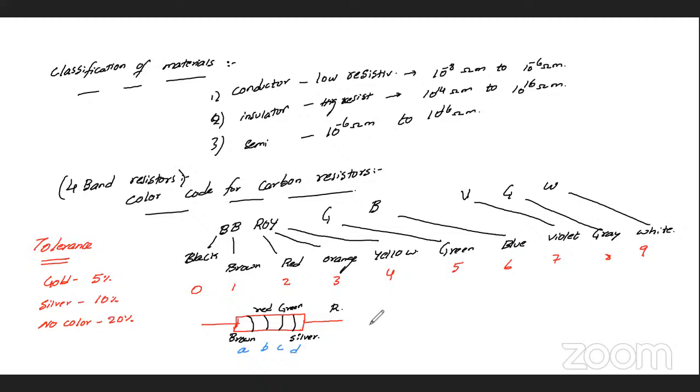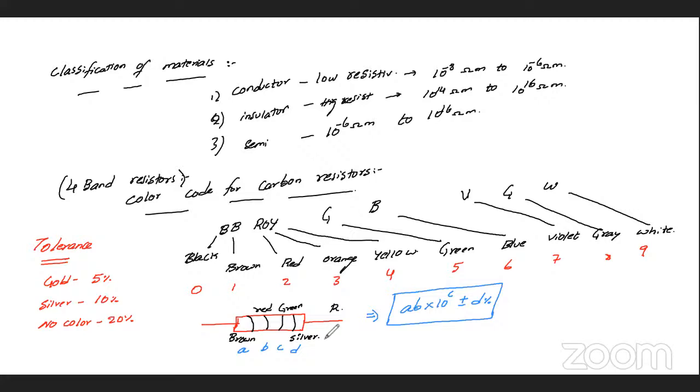To convert these resistor colors into resistance values, the formula is AB into 10 power C, plus or minus D percentage. Remember, AB is not a multiplication. It is just joining the two digits.